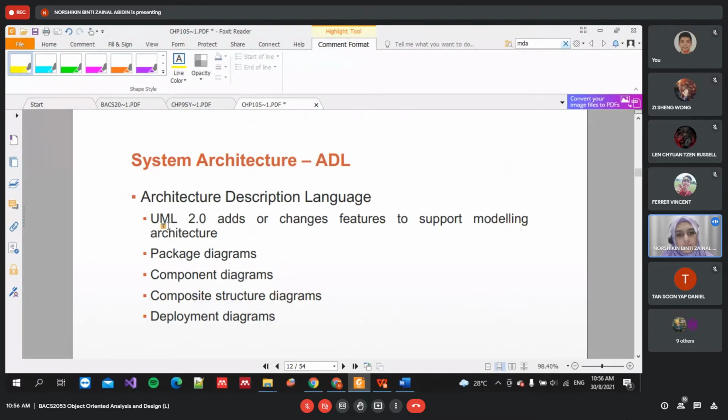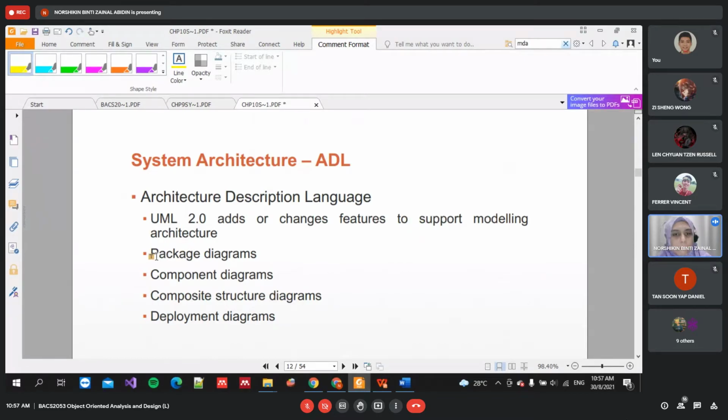Okay, ADL: UML 2.0 adds or changes features to support modeling architecture. So this is actually a version. I think you know this already. It's not only software, it can be a game, for example, that has versions. Of course they have something that they change, or it's not necessarily a change, it can be a bug fix. But of course there's something different with the version. So here UML 2.0 adds or changes features to support modeling architecture.